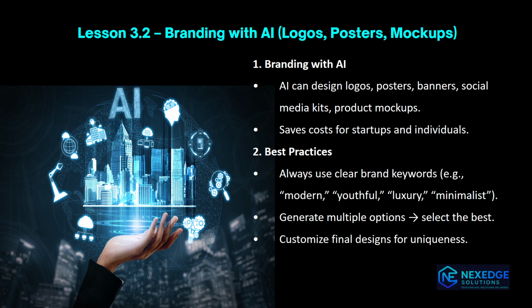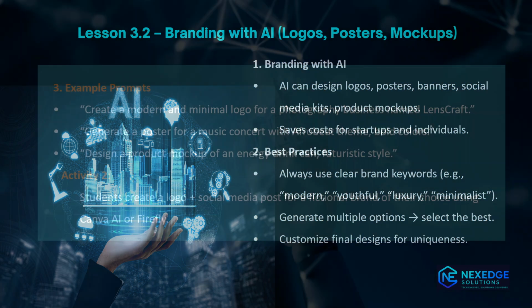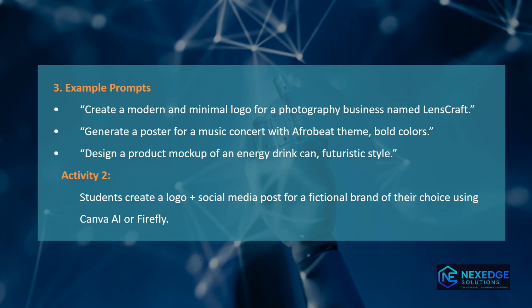And the next is customize final design for uniqueness. So after you have used a nice keyword, and out of multiple options you have selected the best, you now customize. You input the prompt to customize. And after you have customized, if you are not okay with the output, you can also tell the AI to improve on it. This you can do over time to get the best of what you want. Let's take a look at these prompt examples.